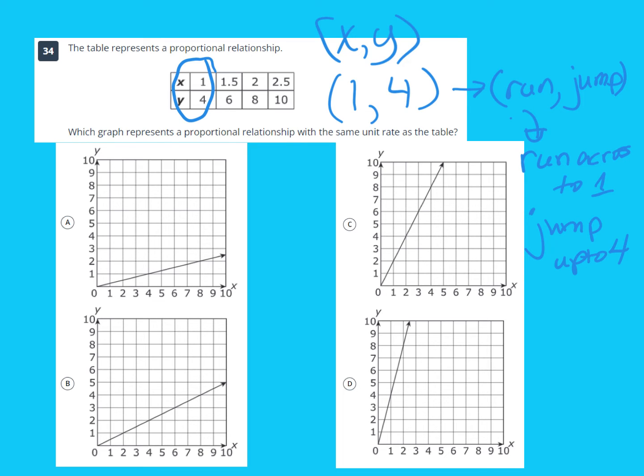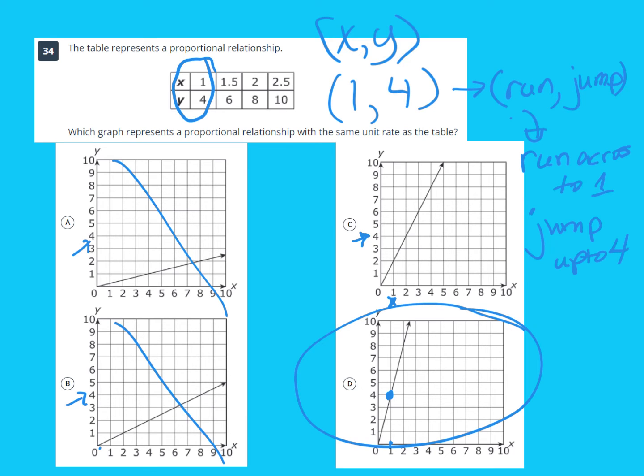So I'm immediately going to notice that every one of these, 4 is up here, right? So A and B never even really get up there, at least not near the 1. So I'm looking at C and D. 4 is here, doesn't get up there at the 1. So here's my 1, and there's my 4. So my correct answer is choice D. Next.